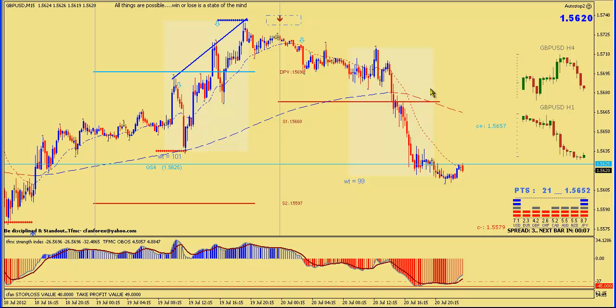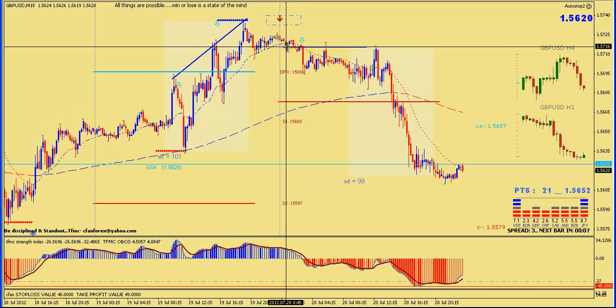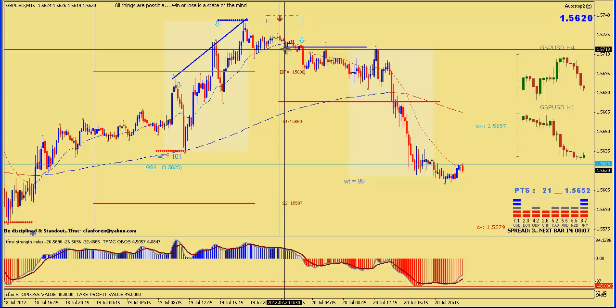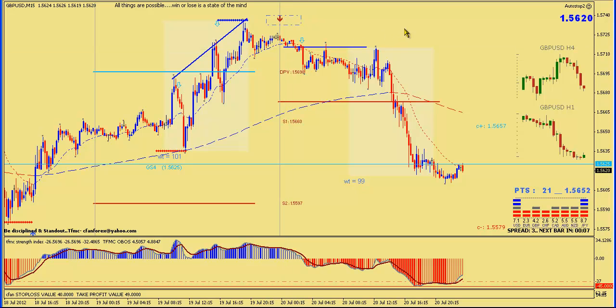Okay, first and foremost, I want you to know that we have a sell setup valid from here on the close of this candle. You know the reason. Good. I will not mention anything here.